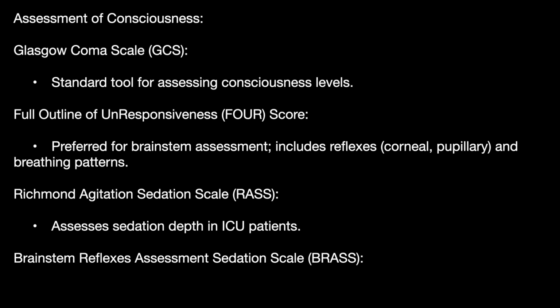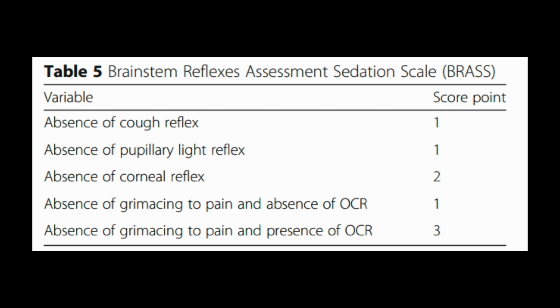You have the Brainstem Reflex Assessment Sedation Scale, the BRASS. This is the table of the BRASS. You check for the absence of cough reflex, pupillary, corneal, grimacing to pain, and absence of the oculocephalic reflex, and absence of grimacing and pain and presence of oculocephalic is 3. So based on this scoring, you find out what is the brainstem reflex.